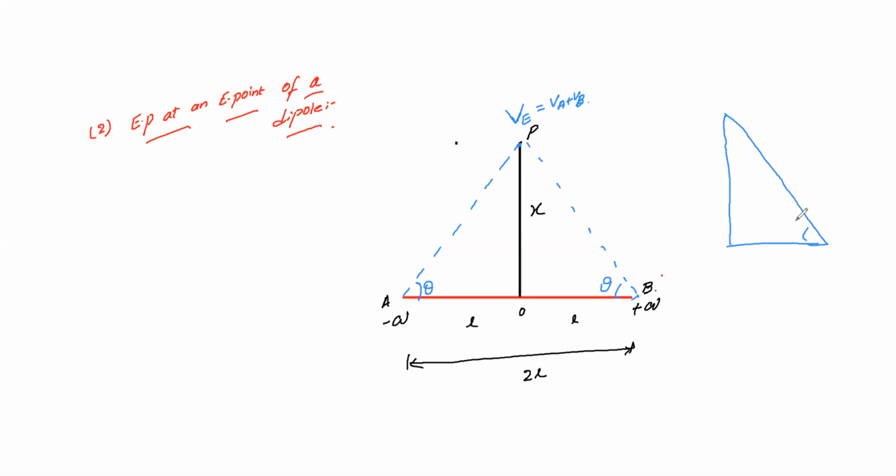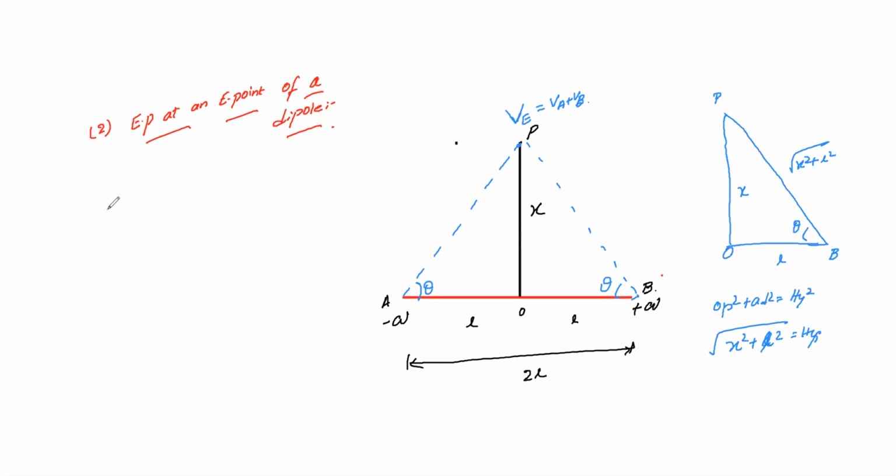This is making an angle theta. This is your P point, this is your center point, and I'll take this one as B point. So this is your X and this is your L. From the Pythagoras theorem, opposite side square plus adjacent side square is equal to hypotenuse square. So the opposite side square is X square, plus the distance L square, is equal to the hypotenuse. So the hypotenuse is the square root of X square plus L square.